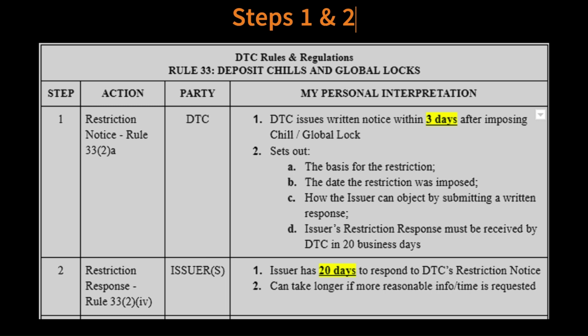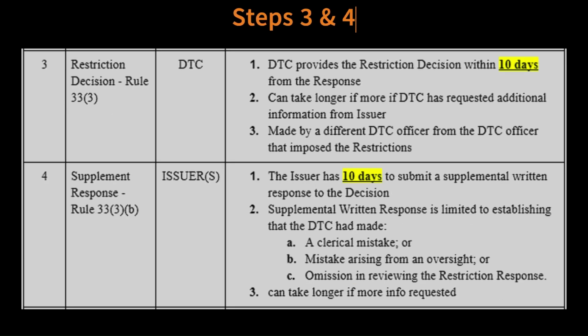This chart summarizes my interpretation of the Rule 33, which is broken into 6 steps. First, the DTC issues the restriction notice to the issuer within 3 days of the restrictions being imposed. Second, the issuer has 20 days from receiving the notice to submit a written response to the DTC. Thirdly, once the DTC receives the issuer's response, it will issue a restriction decision within 10 days to each issuer that submitted a response.